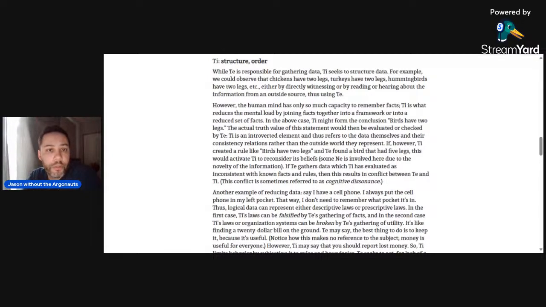Notice TI: structure, order. While TE is responsible for gathering data, TI seeks to structure that data, put it all, package it into something that has consistency all throughout it. Consistent rules, consistent method. And in order to make that, you have to make sure things are very clear. You have to define things very carefully.